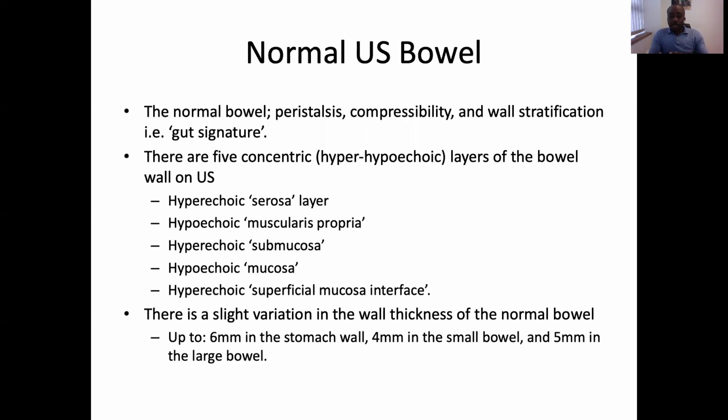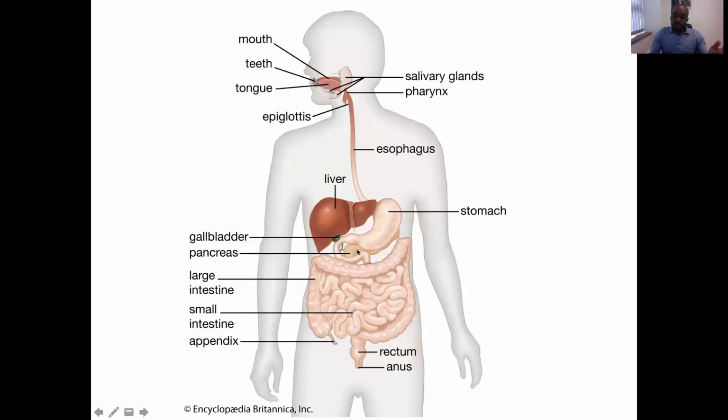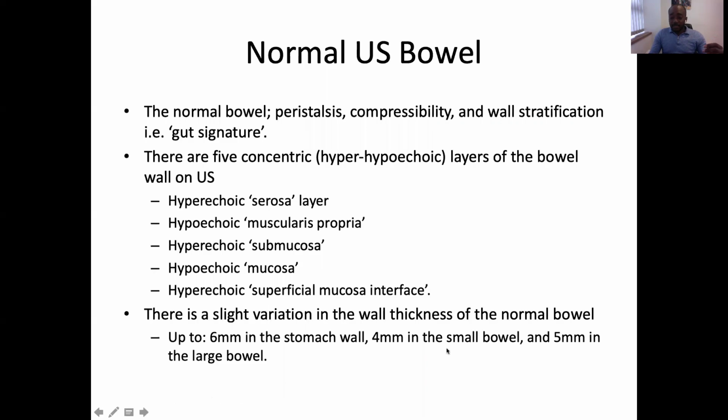The wall thickness of the bowel varies along its path. So if we just go back here, the stomach wall tends to measure up to about 6 millimeters. That's due to the rugae. The stomach has a slightly thickened wall, even when it's normal. For the small bowel, we tend to use up to 4 millimeters as the upper limit of bowel wall thickness, and then the large bowel up to 5 millimeters.